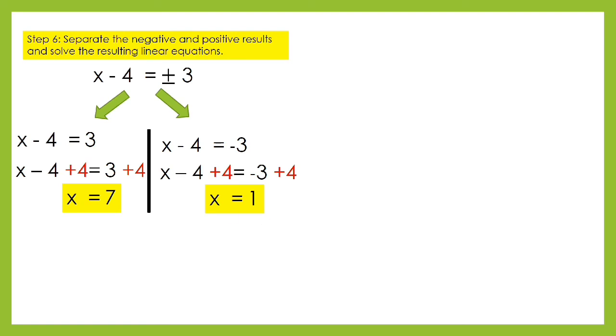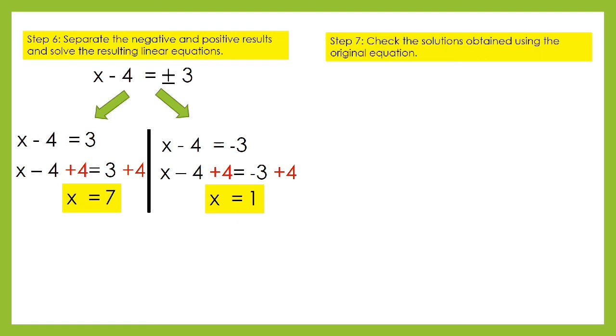Step 7, check the solutions obtained using the original equation. Step 7 is the checking. Let's have first x equals 7. Substitute the value of x, which is 7, to the original equation 4x squared minus 32x plus 28 equals 0. We have now 4 times 7 squared minus 32 times 7 plus 28 equals 0.